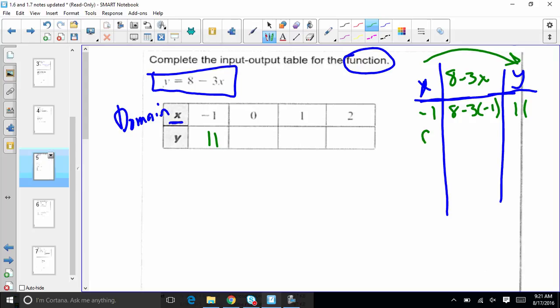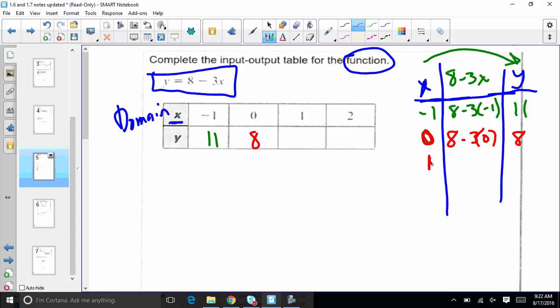If my input is 0, then I'll do 8 minus 3 times 0, which is easy. What's 3 times 0? 0. So 8 minus 0 makes 8. Moving on to the next one.